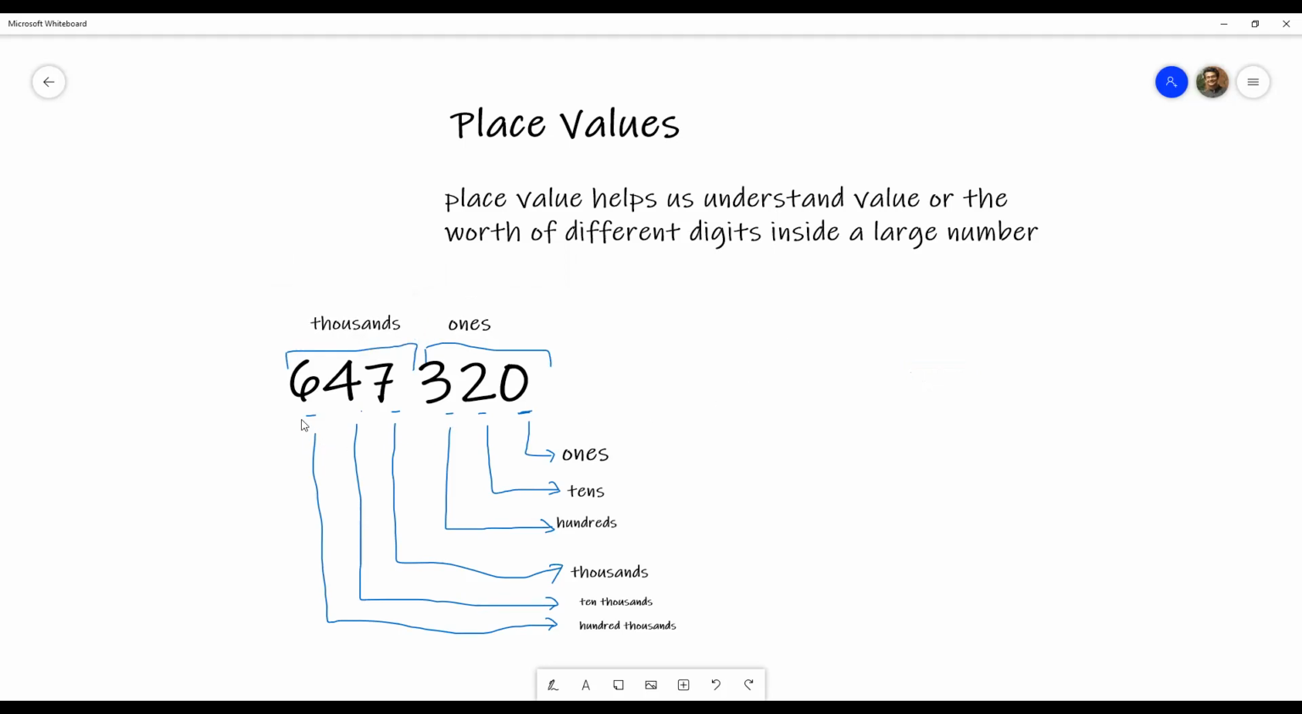Okay, right now, listen, 647,320. Understand? Because this is the place of thousand and this is the place of ones. If I make mistakes, some of you know it, please do share. As I know it, this is the place of thousand and this is the place of ones, and it helps us, each and every one.